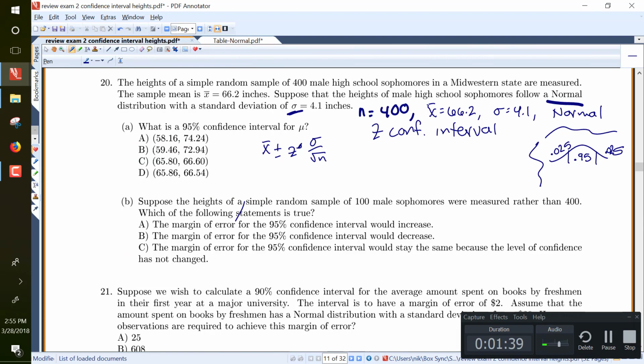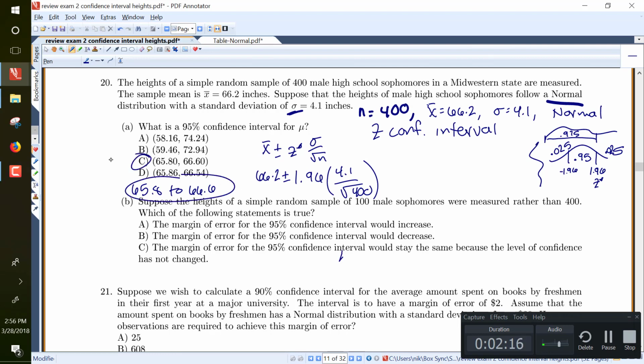So that had an area of 0.025 to the left, so this is negative 1.96, which means by symmetry this will be positive 1.96. Or if you want, you could have looked up from here all the way over, it would be 0.975, and you could have looked up that area to get positive 1.96. But that is my z star. So we just plug it all in, so 66.2 plus or minus z star, which is 1.96, times sigma, which is 4.1, over the square root of 400. And I got 65.8 to 66.6, so that's C for us.